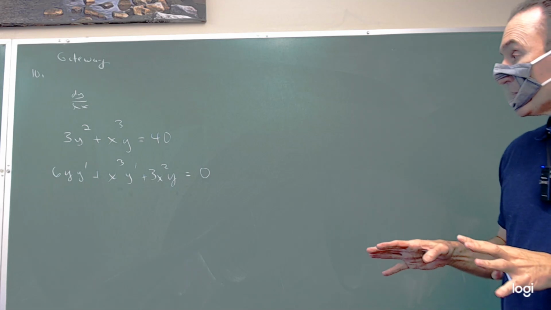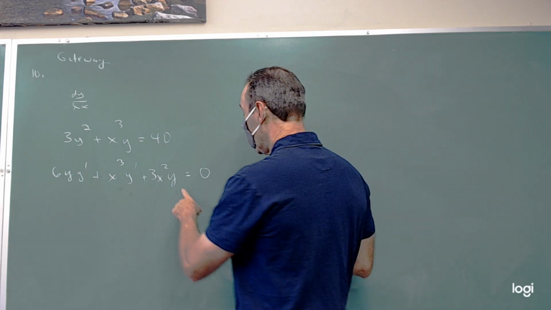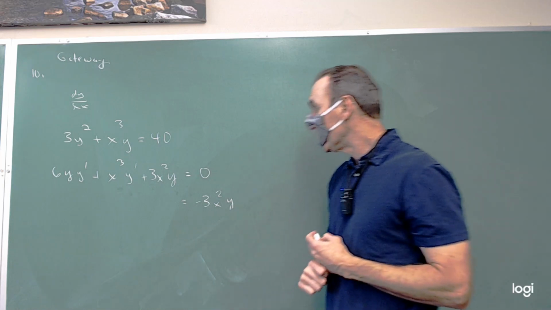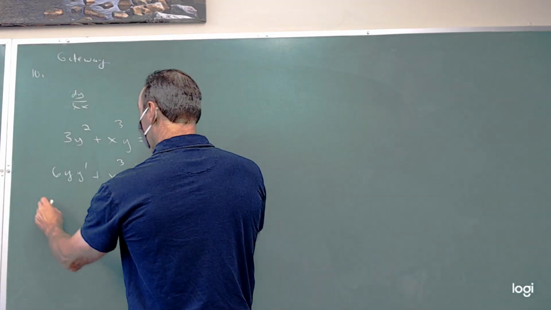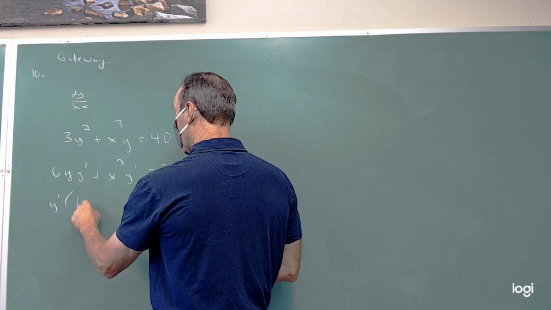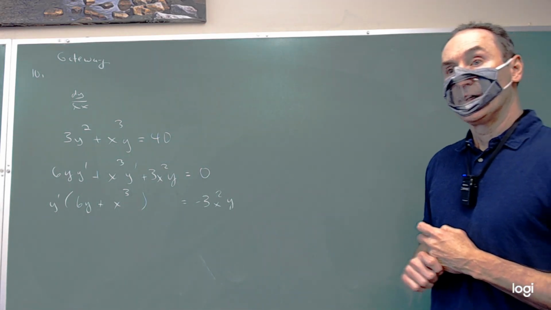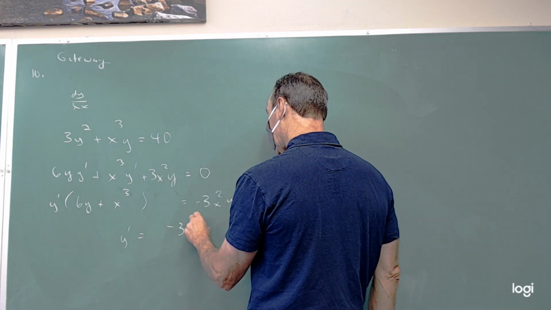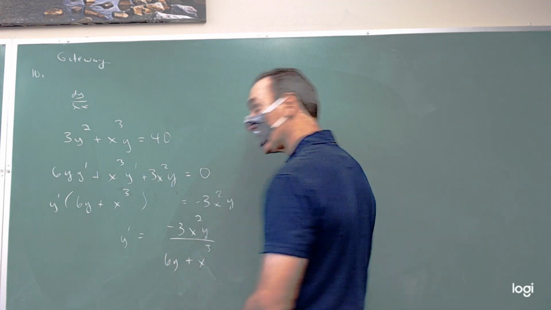Now, the y prime terms stay on one side of the equal sign, the non-y prime terms go to the other side. So I'm just going to move that 3x squared y to the right side by subtracting it. And on the y prime side, you can factor out that y prime, and that's going to leave a 6y plus x cubed. And we can divide that all over to the other side. That'll be a negative 3x squared y all over 6y plus x cubed. And that's our derivative.